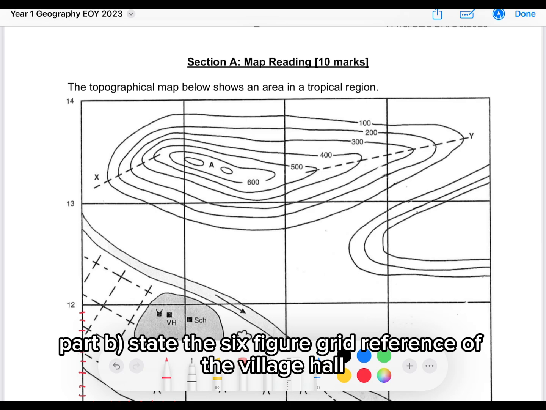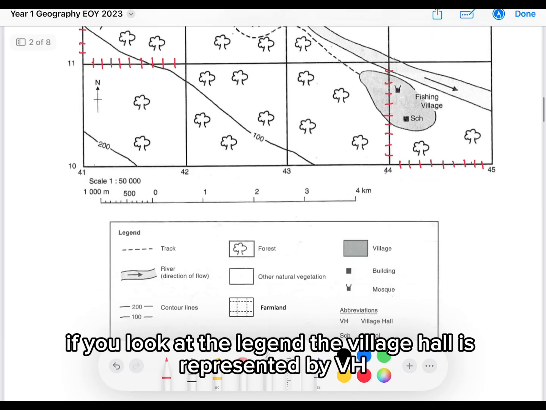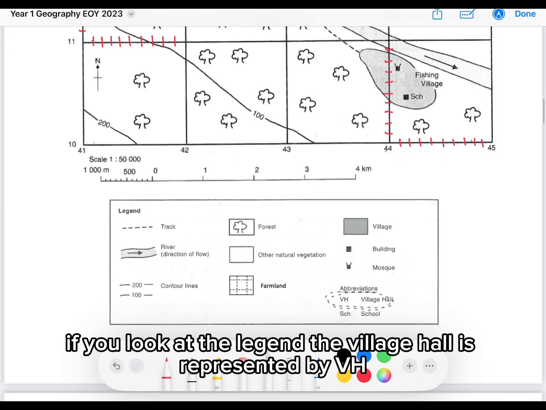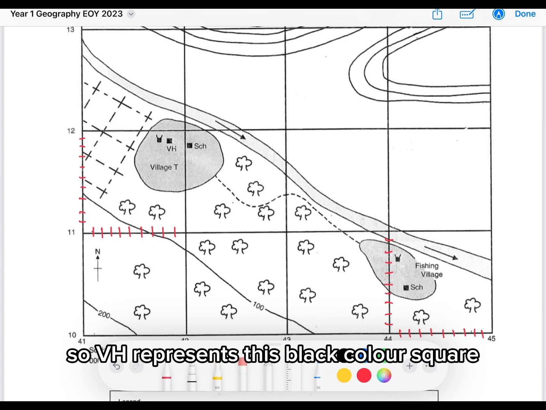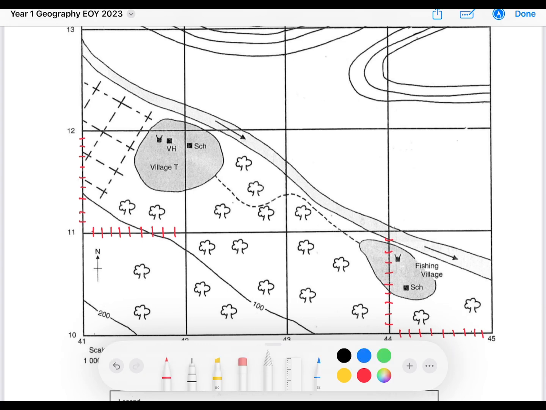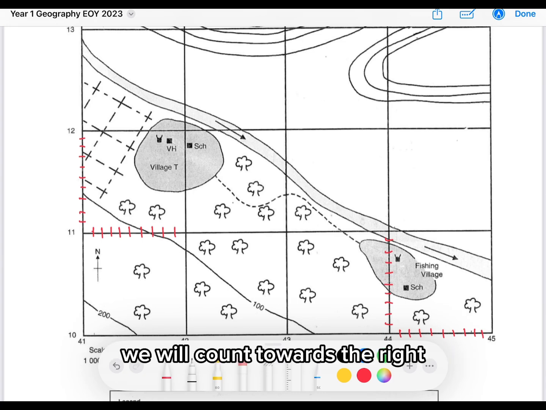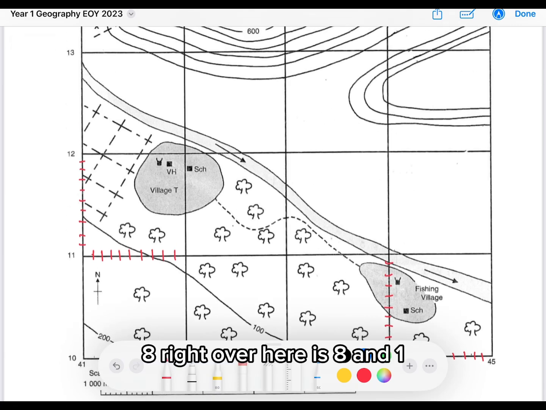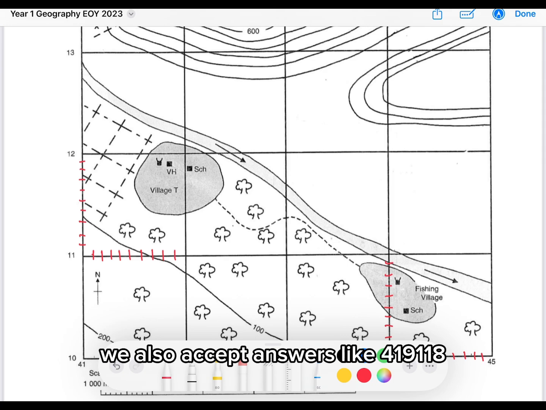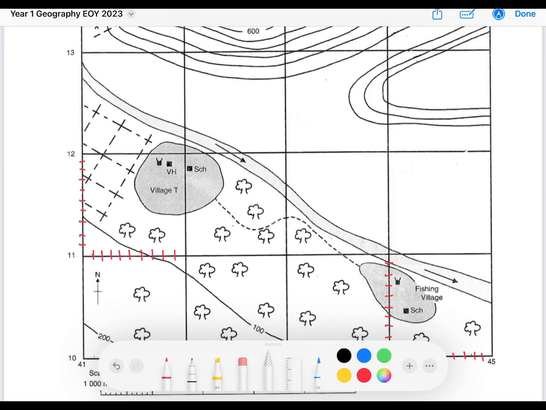Part B. State the six-figure grid reference of the village hall. If you look at the legend, the village hall is represented by VH. So over here on the map we have VH. So VH represents this black color square. We will count towards the right. So it's 418. Right, over here is 8 and 119. So 418, 119. We also accept answers like 419 and 118.